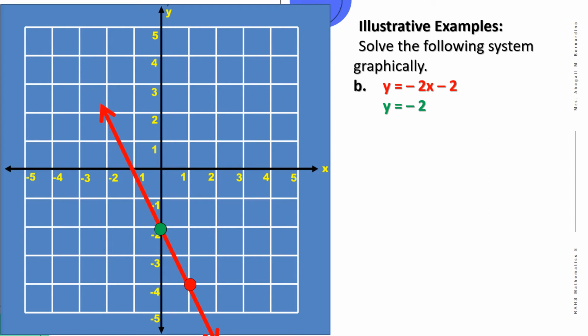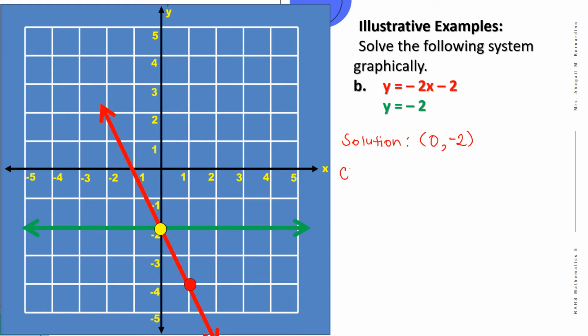Next, for the second equation, we have y equals negative 2. Here is negative 2. Then we're going to draw a horizontal line. As you can see, here is the point of intersection of the two lines. And the point of intersection will also be our solution. It is 0, negative 2.